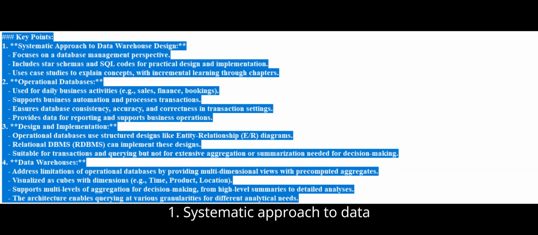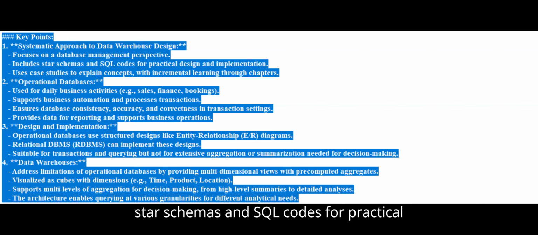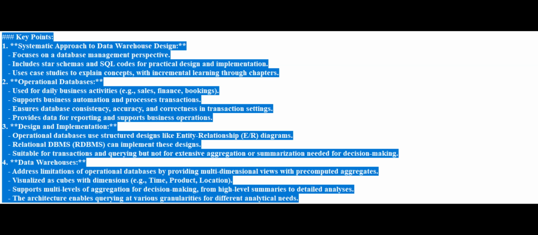1. Systematic approach to data warehouse design focuses on a database management perspective. Includes star schemas and SQL codes for practical design and implementation. Uses case studies to explain concepts, with incremental learning through chapters. 2. Operational databases. Used for daily business activities, e.g., sales, finance, bookings.